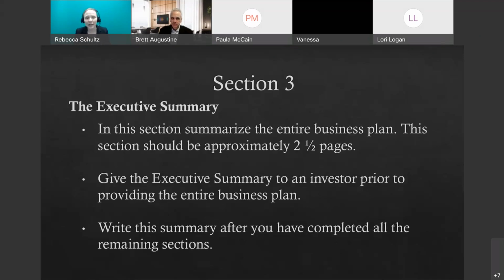It should be a quick summary, no more than 2.5 pages. A lot of people may call the executive summary a pitch page. Maybe they can capture what they're trying to accomplish and their goals in one page. But remember, no more than 2.5 pages. It really gives the investor an idea of what the entire business plan is going to be about, what they're trying to accomplish, and again, what's the opportunity at play?